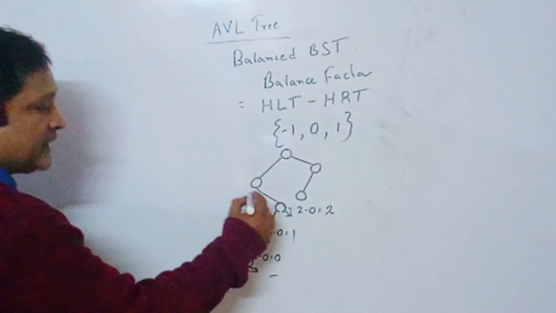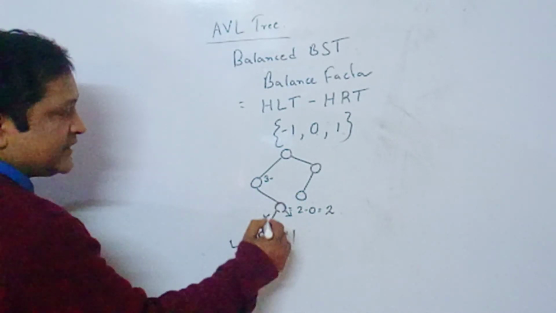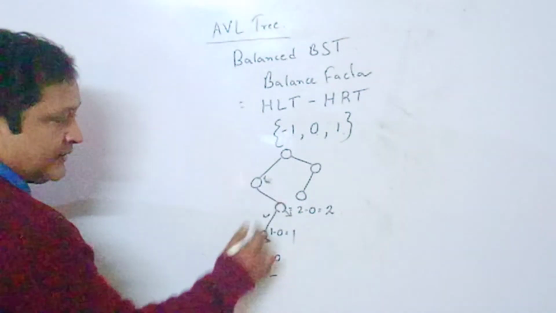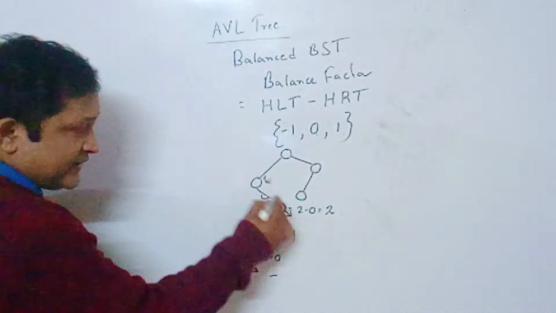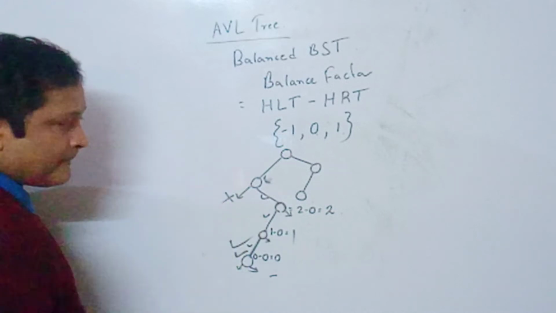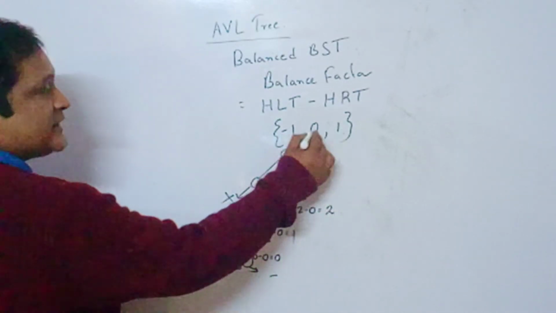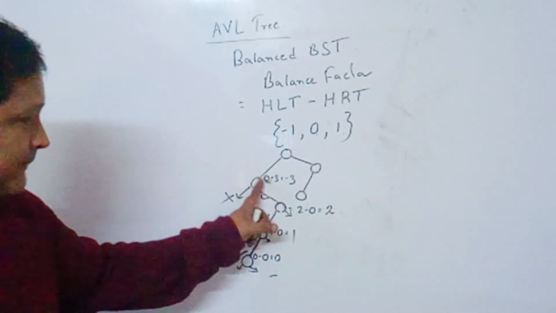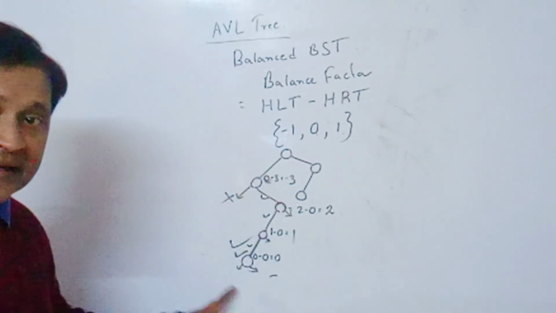For this node, the height of the right subtree is 1, 2, 3. 3 edges it passes through to reach the last level. So 3 is the height of the right subtree, and the left subtree is 0. So 0 minus 3 is minus 3, which doesn't fall under minus 1, 0, plus 1. So it is an unbalanced subtree. The subtree having this as the root node is the unbalanced subtree.